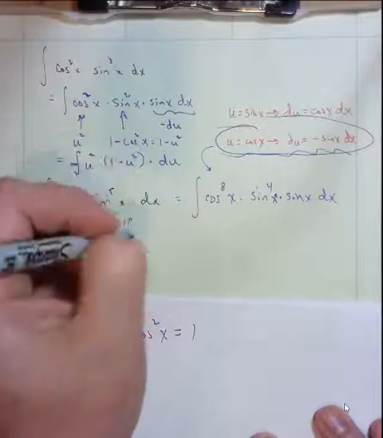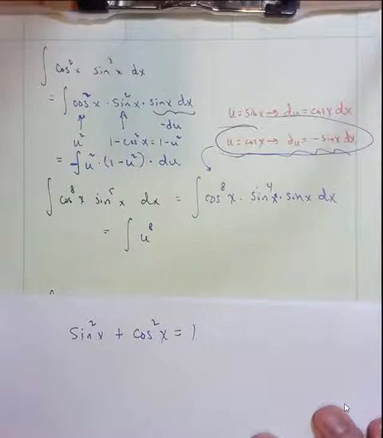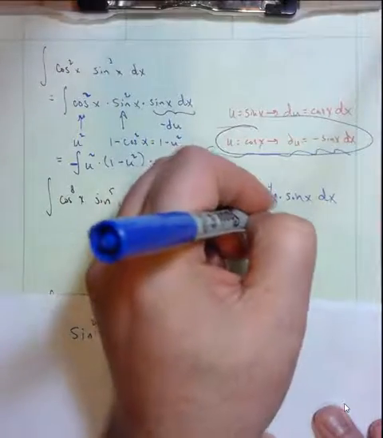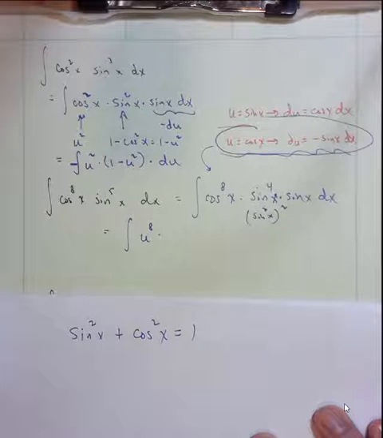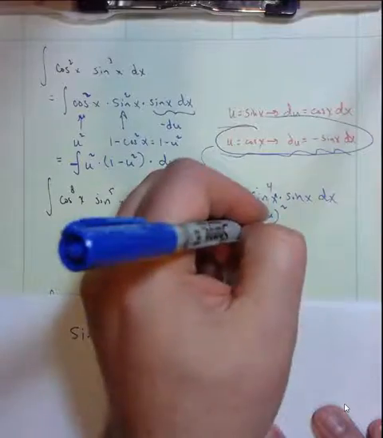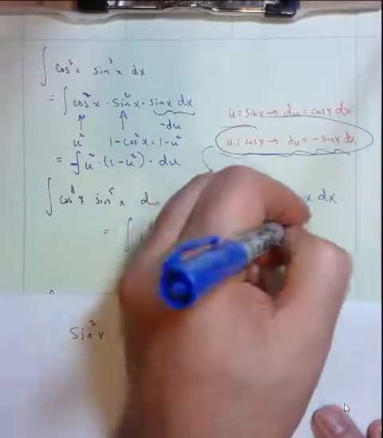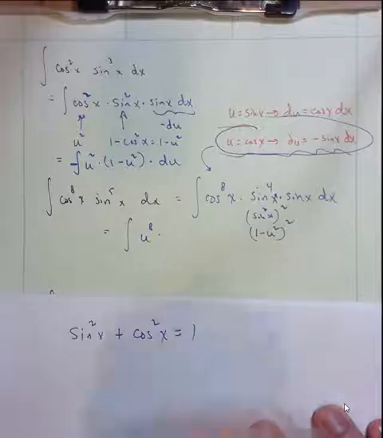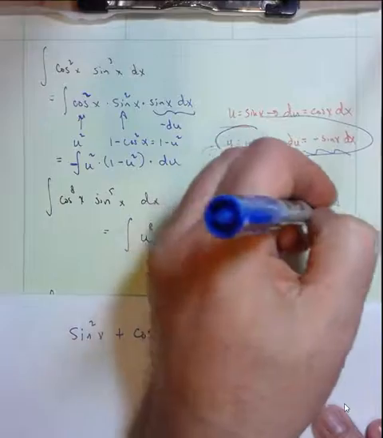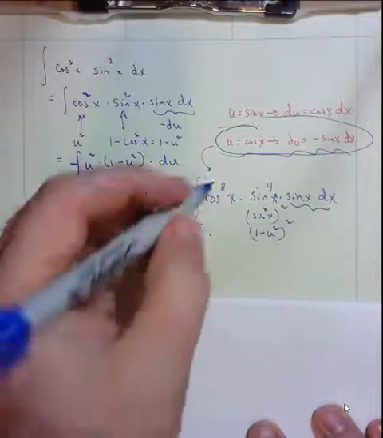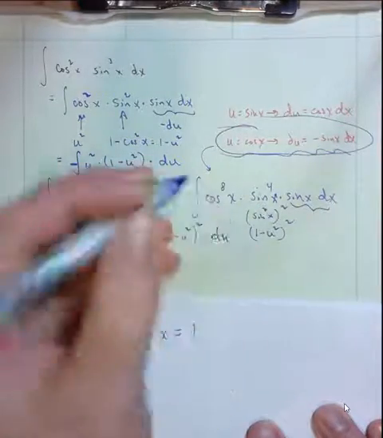The cosine to the 8th just becomes u to the 8th. That's the direct substitution. Sine to the 4th is sine squared squared, right? Well, sine squared is 1 minus cosine squared. And with our substitution, that's just 1 minus u squared, squared. And then the sine of x dx, well, there's our negative du one more time.